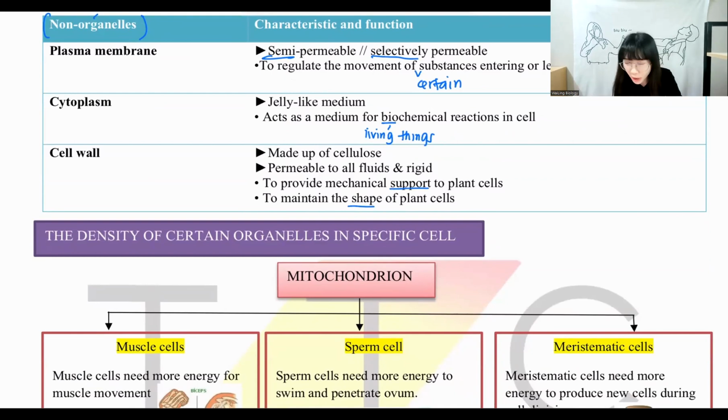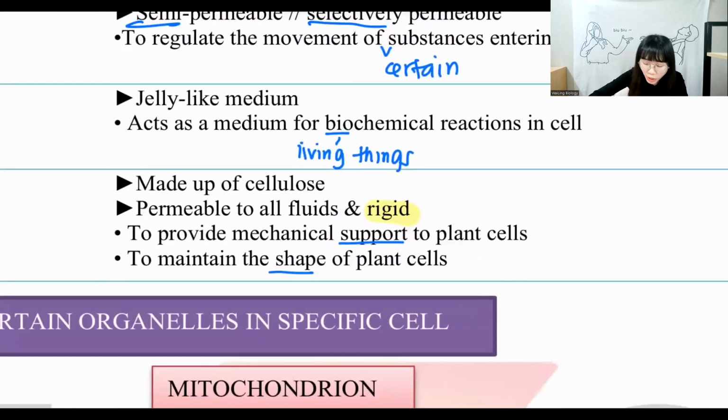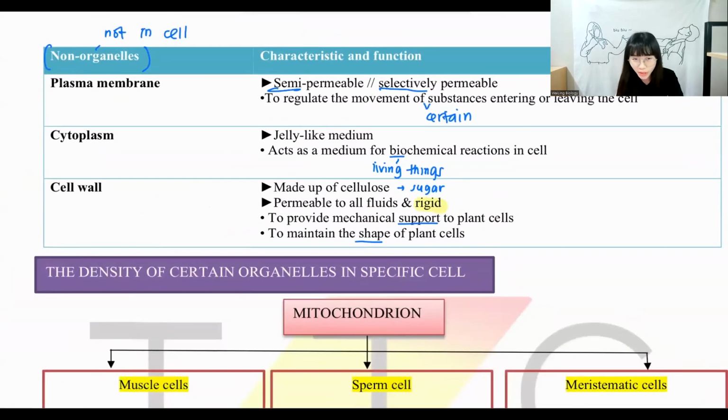But how does it provide support? How does it maintain shape? We have a word here called rigid. The cell wall has to be rigid. Rigid means strong. It means it is able to make sure that the plant cell remains the same shape. That's why the cell wall's function is to maintain the shape of a plant cell. And the cell wall is made of cellulose. What is cellulose? Cellulose is a sugar, but it's a sugar that's not sweet. So this is the plasma membrane, cytoplasm, and cell wall.